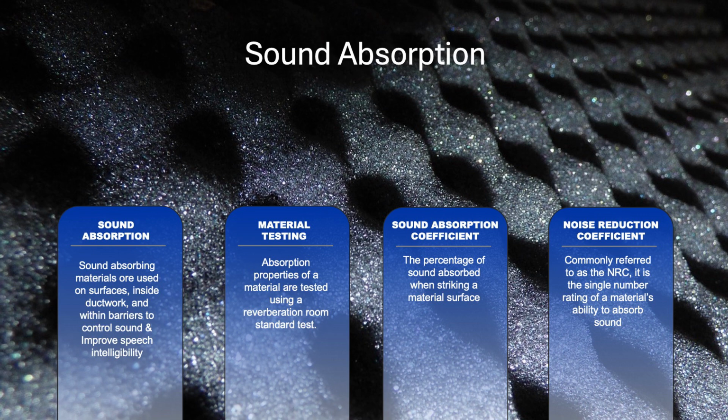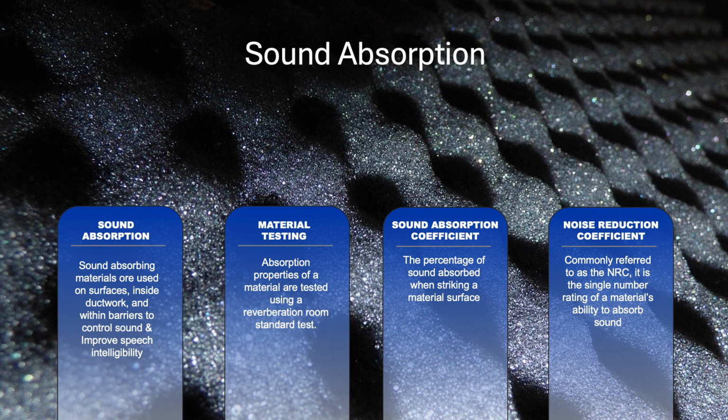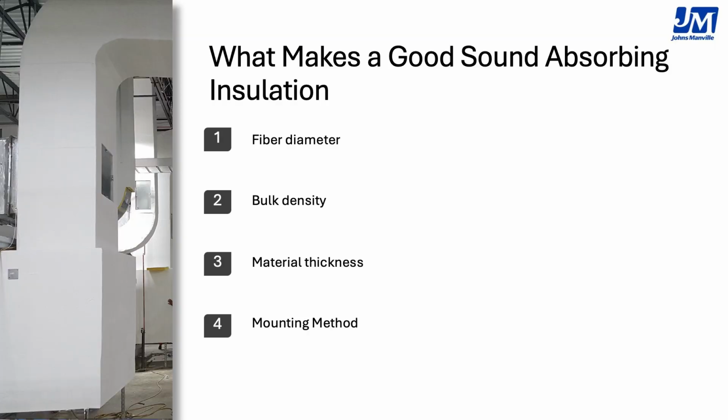As noise hits a given surface or material, how much of it is reflected back into the room, and how much is absorbed into the material itself and just dissipated as heat, basically. Sound absorption coefficient is how we characterize that performance. And then the noise reduction coefficient, or NRC rating, is that single number rating where we take several absorption coefficients and average them together, as a quick and dirty way to compare different materials.